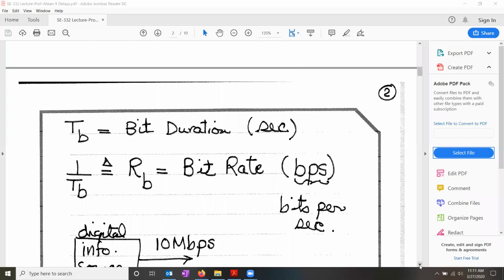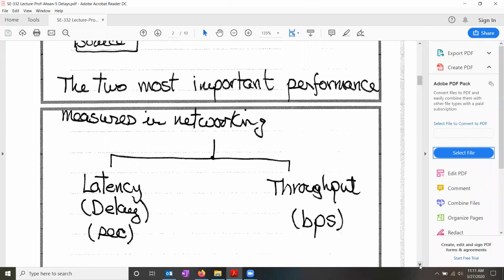Okay, then the network performance can be judged via two parameters, the most important parameters to judge the performance of a network. These are latency and throughput. What is latency and what is throughput? You have listened to the lecture and you have also read through the PDF. Any student who can tell me what is latency?